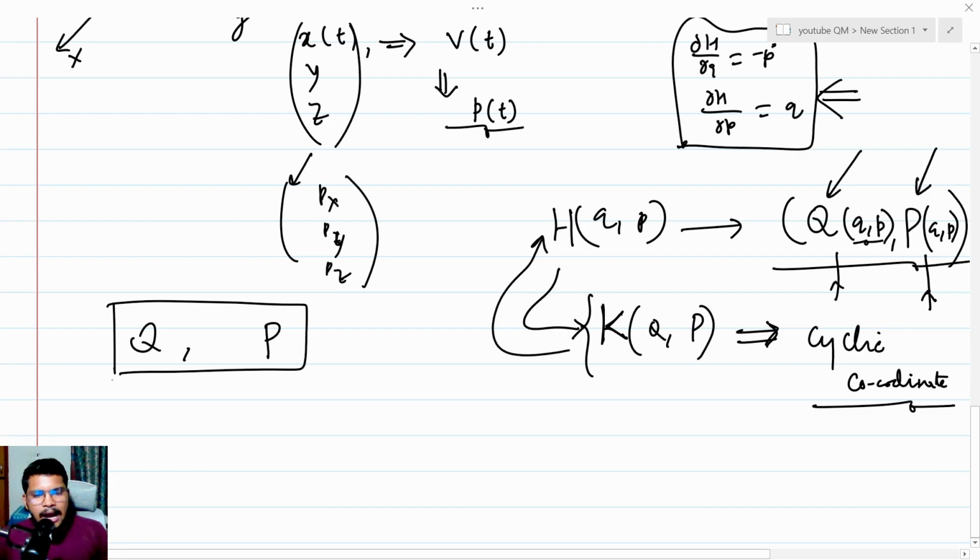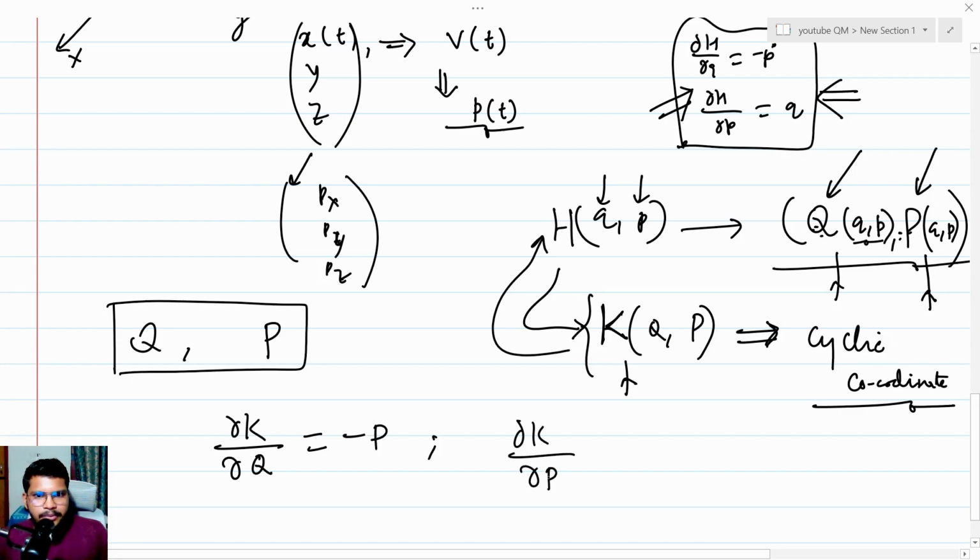Now, what is the constraint? I know that q and p are canonical coordinates and they follow this equation of motion. Therefore, if Q and P are a proper transformation that generates K, they must have a similar equation of motion. ∂K/∂Q is equal to minus P dot, and ∂K/∂P is equal to Q dot. It has to be minus P dot, right? It means that the new Hamiltonian will have the same equations also.